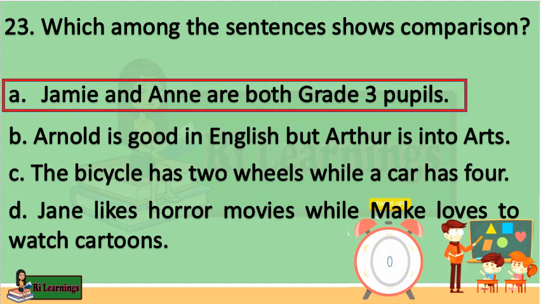The correct answer is A. Jamie and Anne are both grade 3 pupils. Explanation: comparison focuses on identifying similarities between two or more things. Sentence A highlights a similarity: Jamie and Anne are both grade 3 pupils, making it an example of comparison.